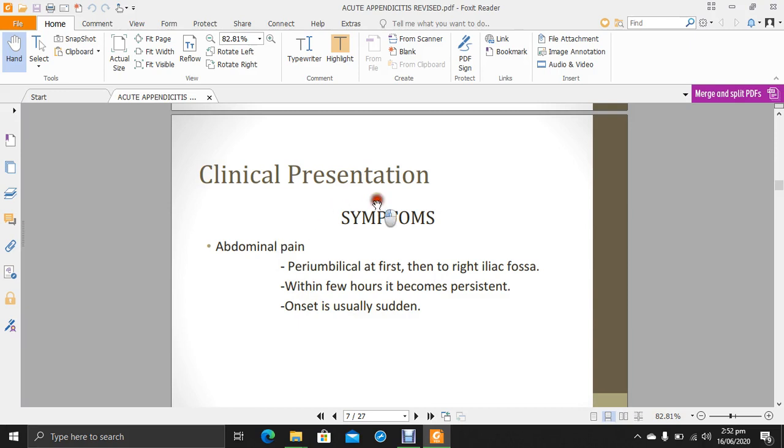In clinical features, first we talk about the symptoms. Abdominal pain. Pain can start in the periumbilical region, can be in the epigastric region, and is directed to the right iliac fossa. But from the periumbilical region or the epigastric region, ultimately it migrates to the right iliac fossa within a few hours. And the onset is usually sudden.